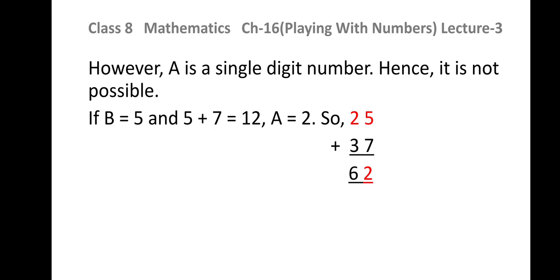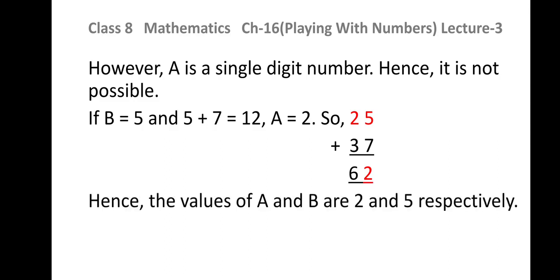Now if I take b as 5, and 5 plus 7 will give you 12, and a will be equal to 2. So 25 plus 37 will give you 62. So what are the values of a and b? A is equal to 2 and b is equal to 5. So the values of a and b are 2 and 5 respectively.